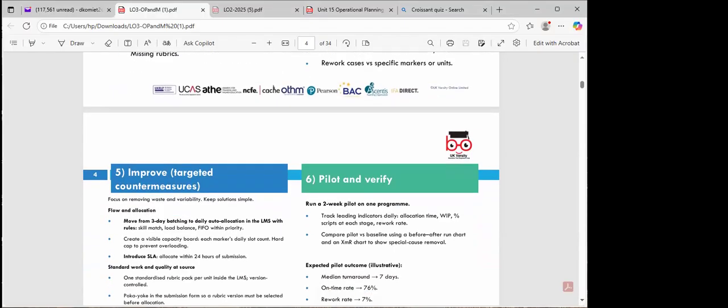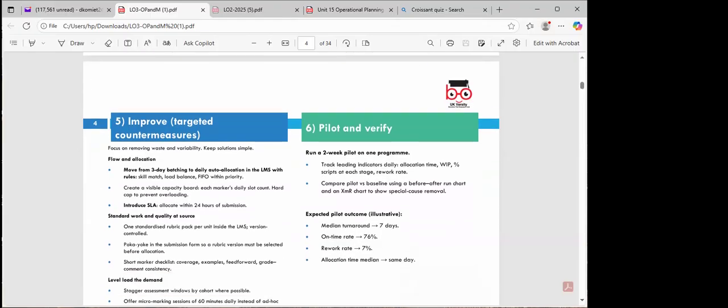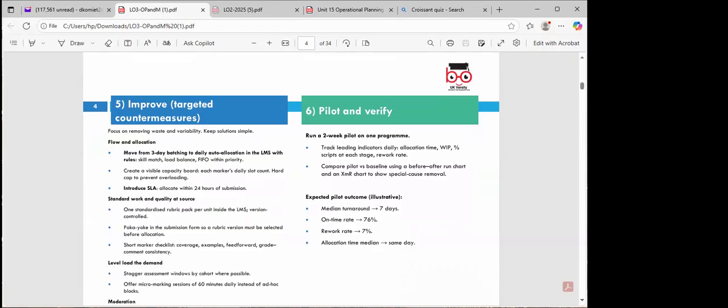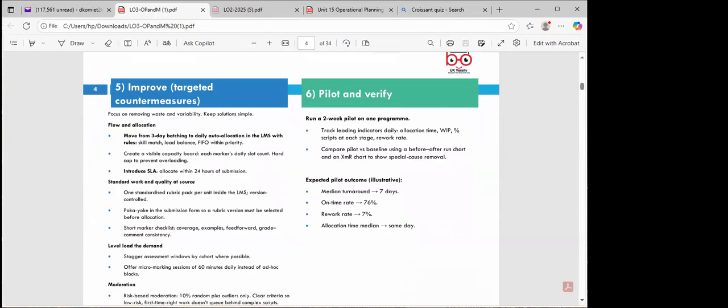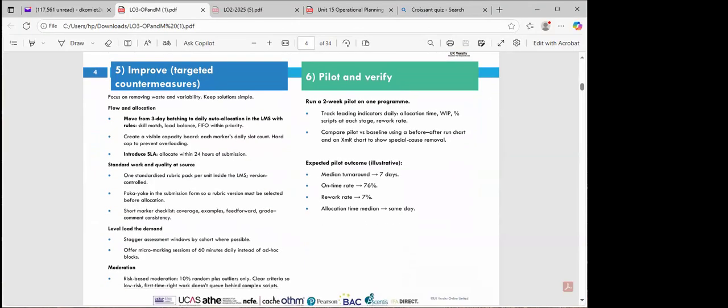So in effect, Six Sigma, what does it do? It helps to reduce errors, isn't it? And then to improve the process quality. Lean operation does what? It aims to eliminate waste. Remember? So we have to continue to improve with targeted countermeasures. We focus on removing waste and variability, and that's what Six Sigma does. Keep solutions simple.